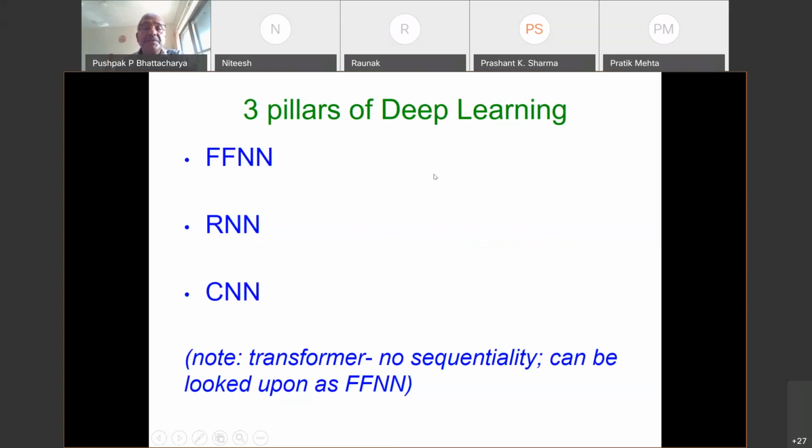Now, the three pillars of deep learning are feed-forward neural network, recurrent neural network. We should also include LSTM and GRU in this, and convolutional neural network.